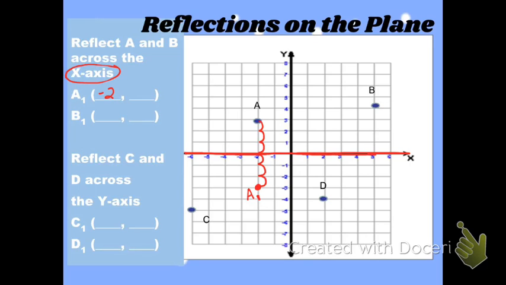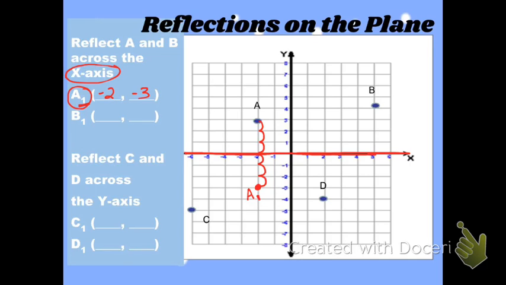Negative 2, negative 3. So notice these are the coordinates of A sub 1. You see the little 1 next to it? So the coordinates of A sub 1 are -2, -3. The coordinates of A were -2, +3. A sub 1 is -2, -3, because we just went across the x-axis.